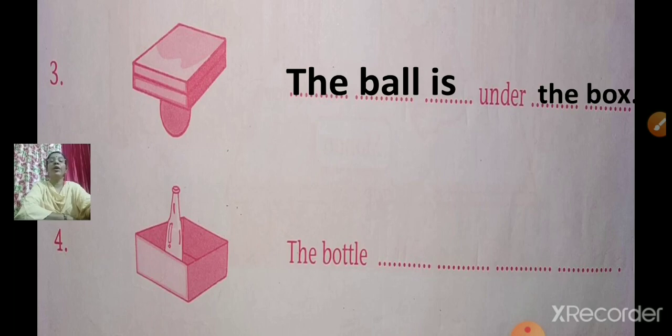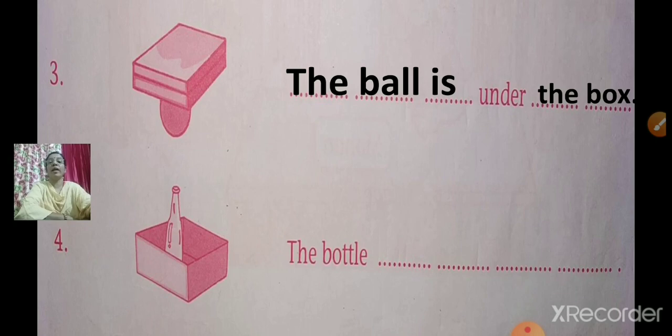Children, you are going to write down these answers in your active English workbook. Okay? So, where is the ball? The ball is under the box.